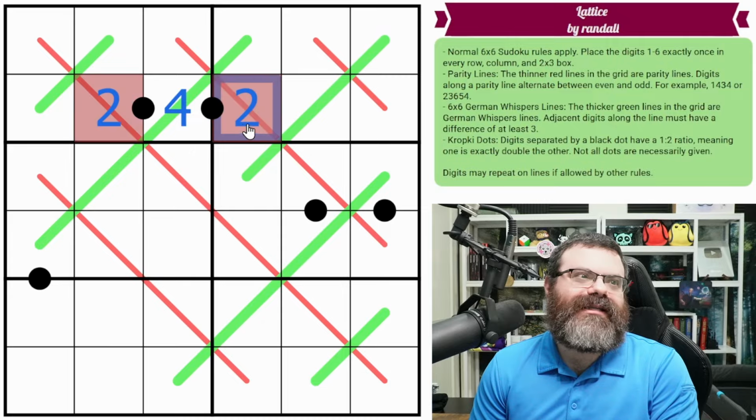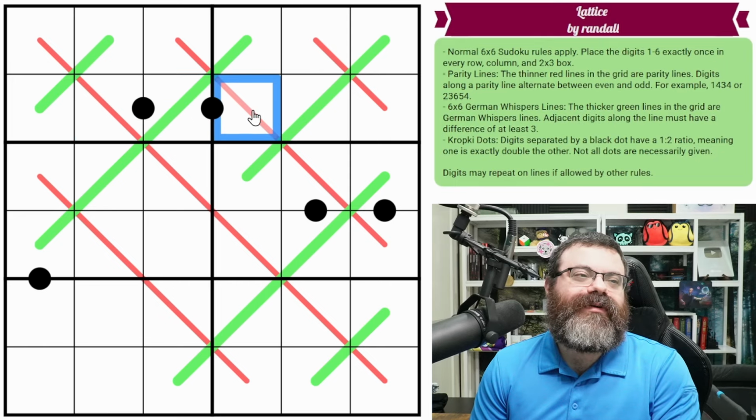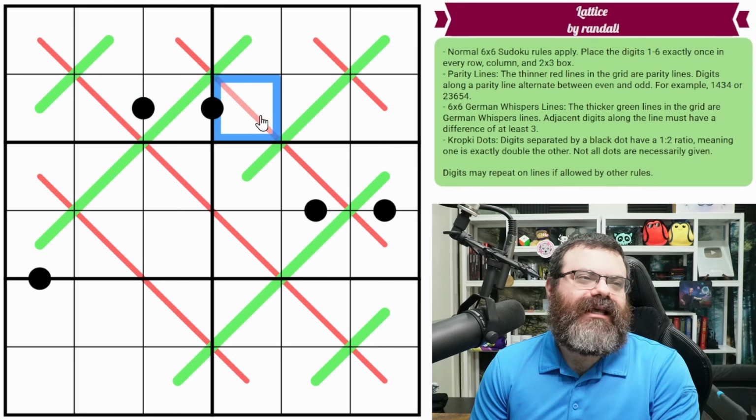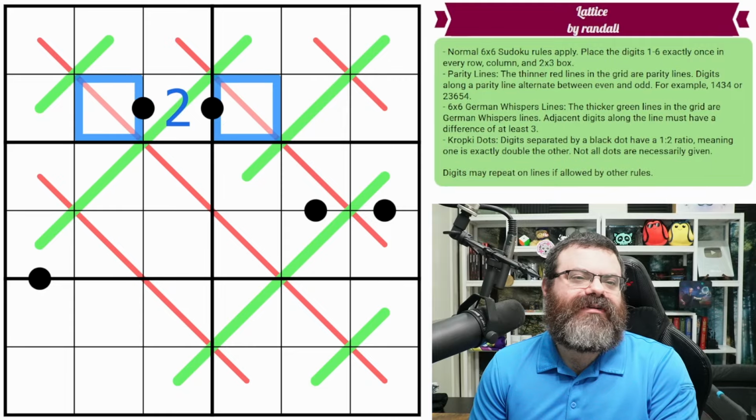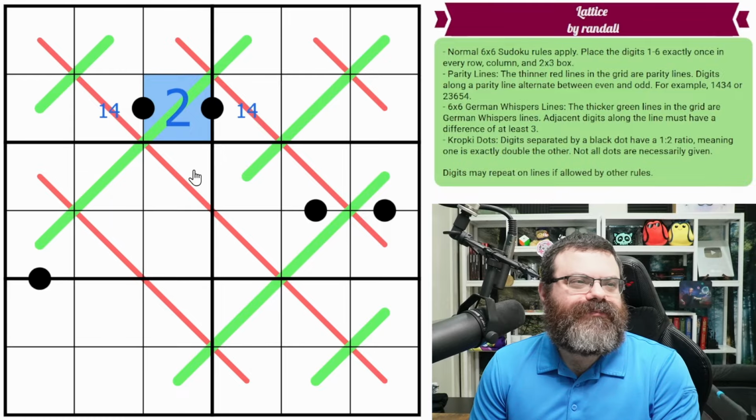The reason we can't go back down to 2 is we're in the same row. That's important. It's important that these two can't be the same digit. But so yeah, that means that 1, 2, 4 is the only option. Or we could go 1, 2, 4 this way. We don't know which end has the low digit. So the middle is always a 2, and it's surrounded by a 1, 4 pair. 2 is even, so I'm going to make it blue for even. So 2 on a German whisper line.